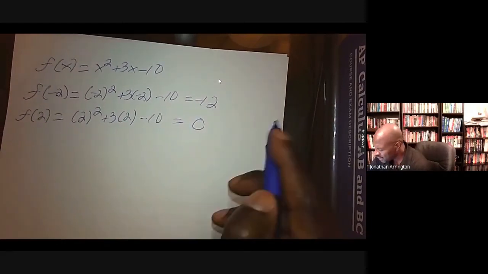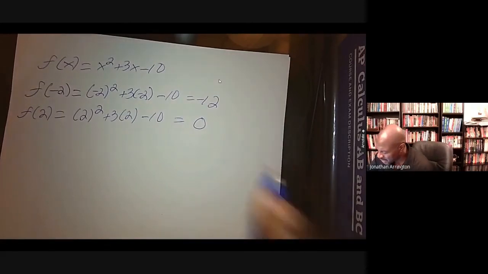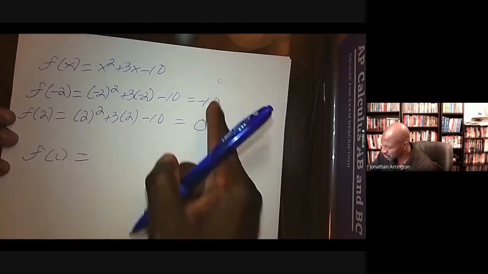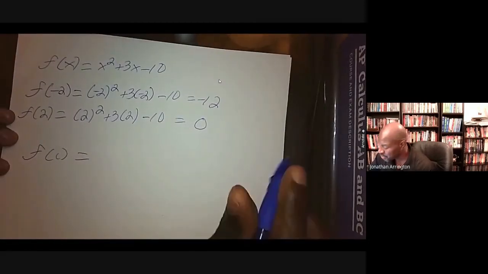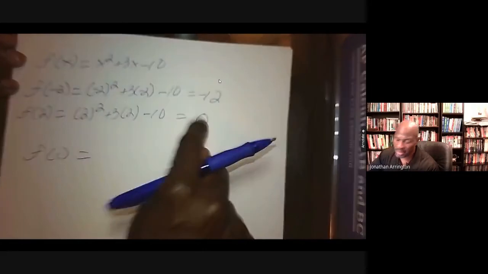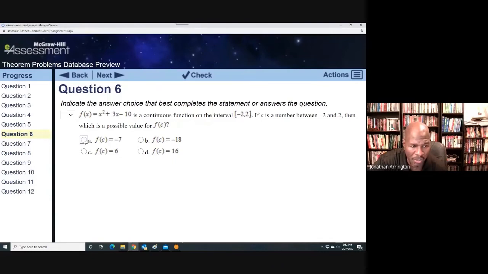So by IVT, if C is some number between -2 and 2, then f of C must be a value that's between -12 and 0. So I just look at my answer choices, and there should be only one answer choice that is between -12 and 0. So let's take a look at the answer choices. And here it is right here. This is the only number here that is between -12 and 0. Of course, on these type of problems, only one number can be within that range, or else you would be able to select multiple answer choices.